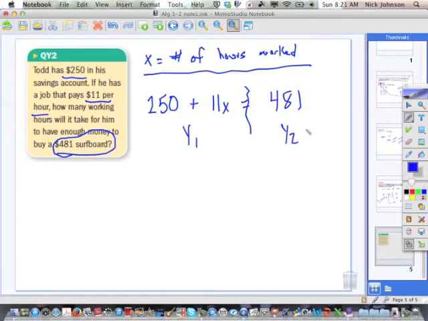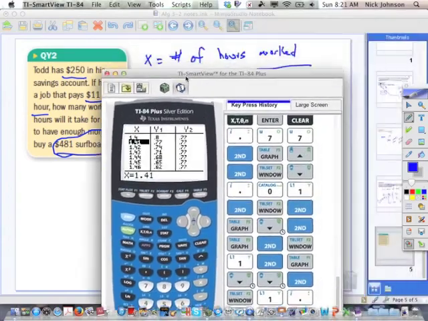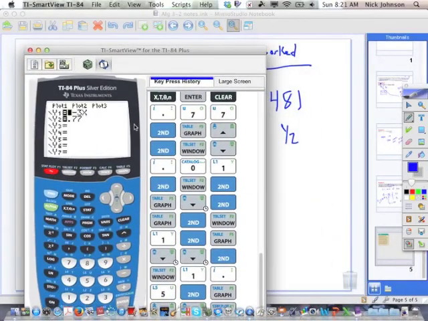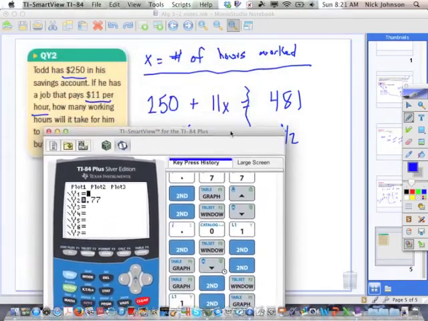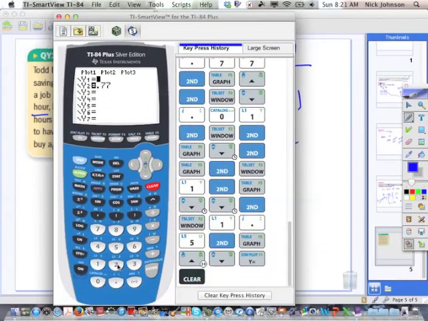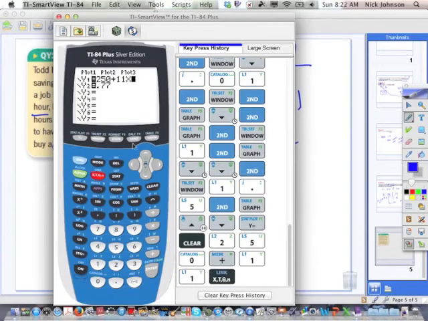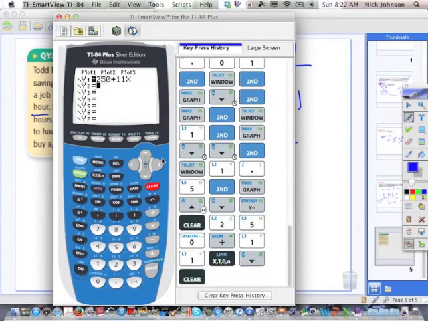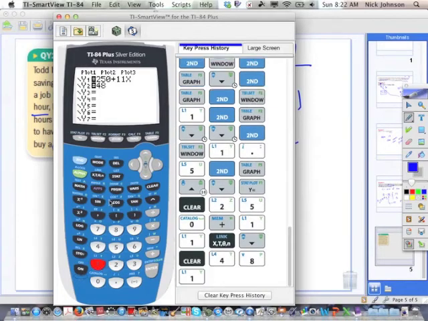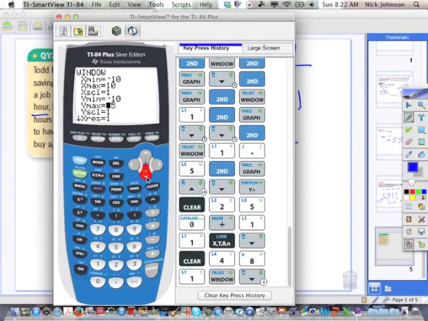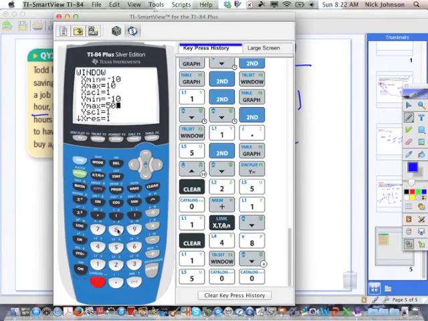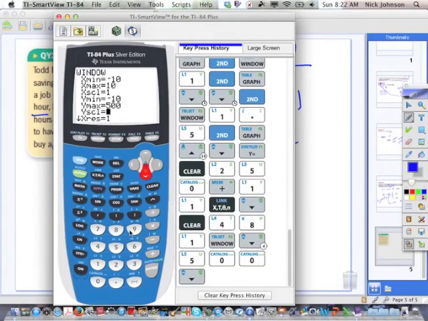Now, if you look at this, my Y max has to be greater than 480. Otherwise, I'm not going to be able to see that line. So you might as well change the table while you're in here. So let's go to Y equals, clear that out, 250 plus 11x. And we want it to equal 481. Now, like I said, you might as well just go straight to your window because this Y max is going to have to be at least 500. And I'm just going to make my scale go by 50s.